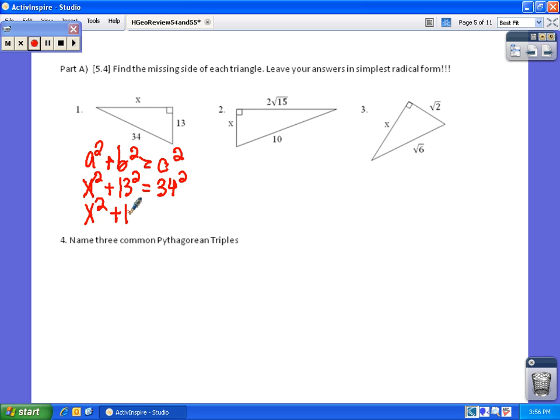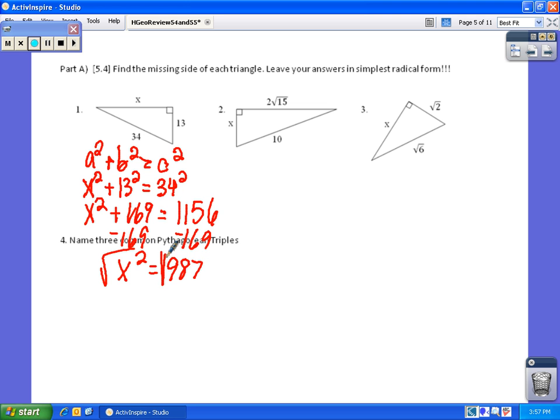So I have x squared plus 169 is equal to 1,156. Subtract 169 from both sides, and I get x squared is equal to 987. To solve for x, I square root both sides. I don't know a perfect square that divides evenly into 987, so my simplest radical form is actually x is equal to the square root of 987 units.